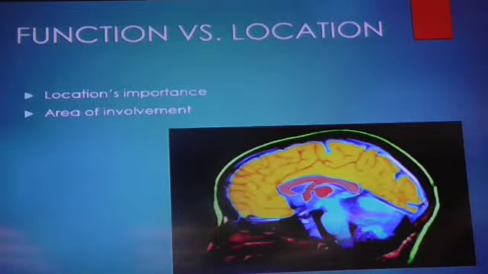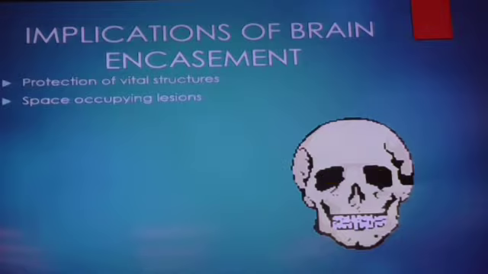So obviously, as I said, location and function, it's important that we are aware that the brain is encased within the cranium, and it can affect areas surrounding that area. The cranium protects vital organs, and it can have a space-occupying lesion. So if you have a neoplasia within the brain, it can really have a severe reaction, or the animal can have severe clinical signs, not because of the tumor itself, but of what it's compressing.